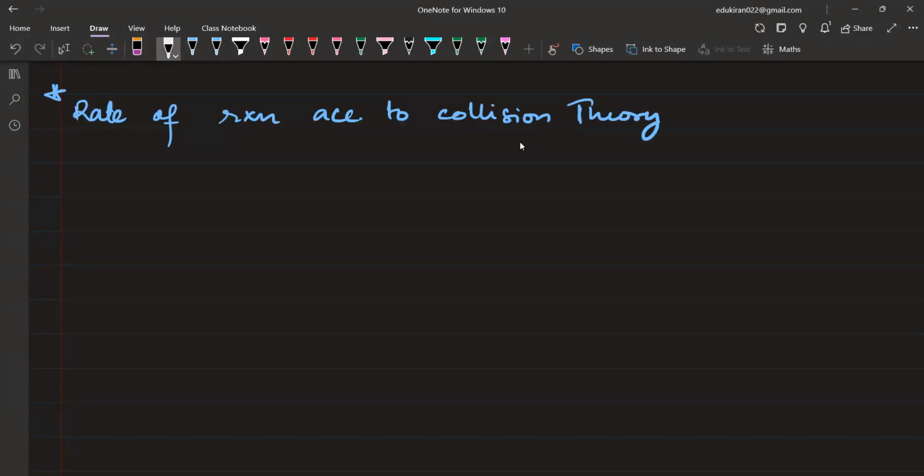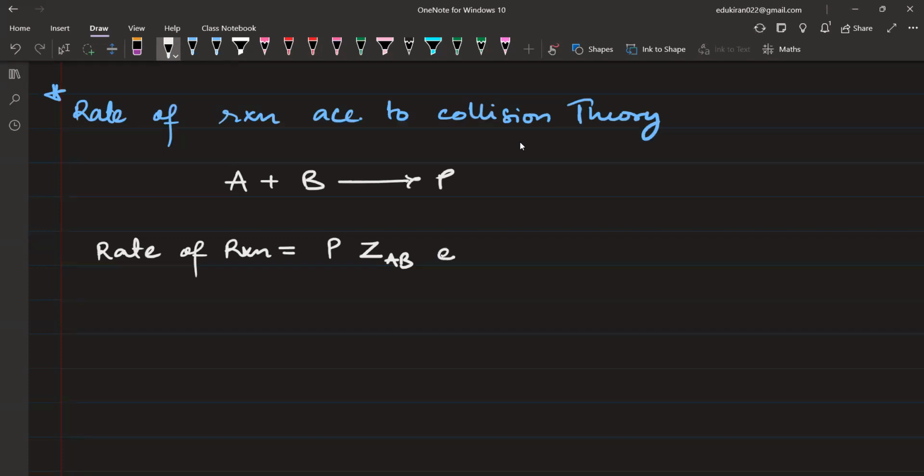According to collision theory, let us suppose we are having reactants A and B, and it is giving us product P. So according to collision theory, the rate of reaction is equal to the probability factor P into a frequency factor Z of AB multiplied by e to the power minus EA upon RT. I'll write each and everything what it is. First of all, what is P? It is probability or steric factor.